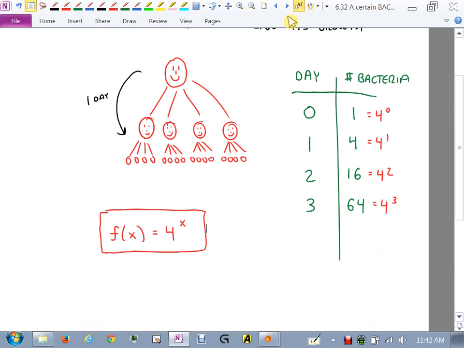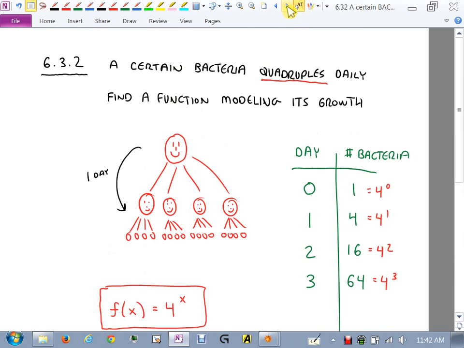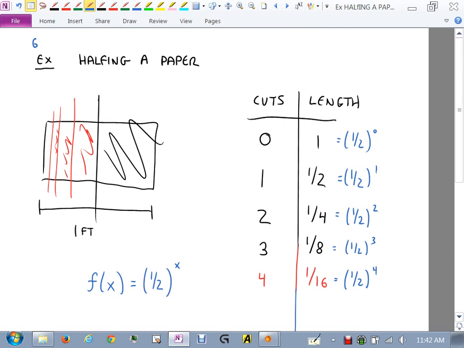Where am I? That should have been 6.33, that halving paper. The next one will be 6.34.